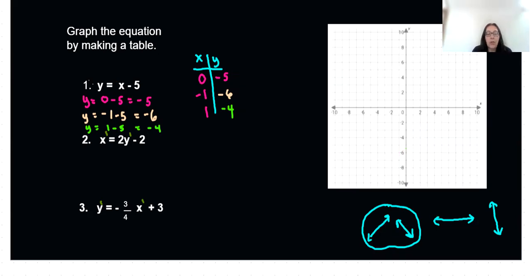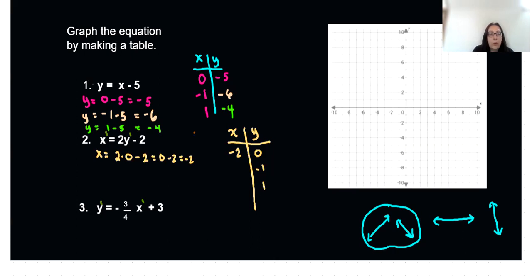All right. My next equation is x equals. Since it's x equals, I think I'm going to put values in for y instead of x. So here is my table, and I'm going to put numbers in for y. I'm going to use 0, -1, and 1 again. So where I see y, I'm going to put those numbers in. So x equals 2 times 0 minus 2, which is -2.